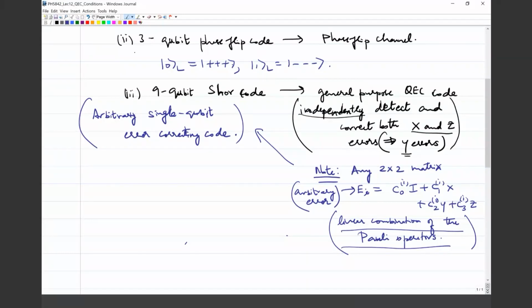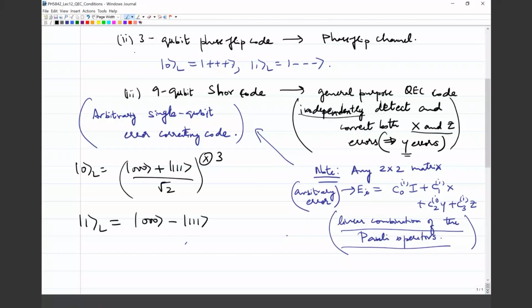This is also part of your assignment, where I've asked you to look at the Shor code a bit more carefully. So let me write down the code words of the Shor code just for completion. This is of the form 000 plus 111 by root 2 tensor 3, and the 1 is replaced by 000 minus 111 by root 2.